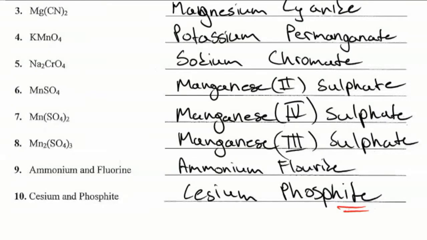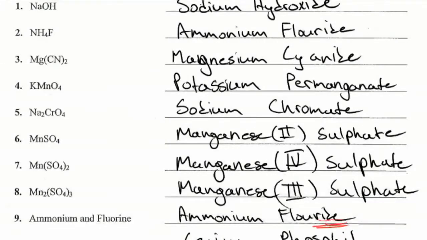The last one's ammonium fluorine gets changed to ammonium fluoride. And phosphite stays as phosphite. Phosphite is a polyatomic, so its ending stays the same. There are 2 examples I should say. Number 2 was ammonium fluoride, and that should have been fluorine, but we changed it to ide because it was a nonmetal. But everything else stays as whatever it was.